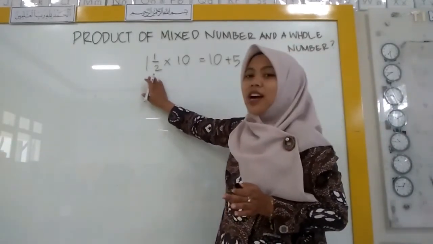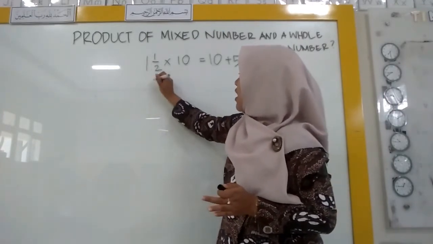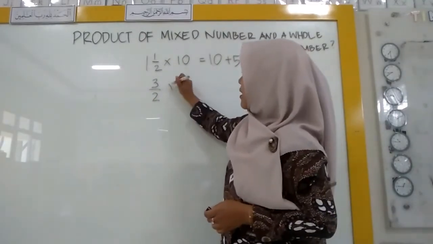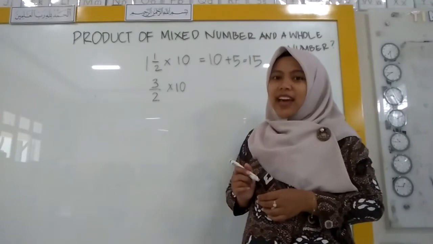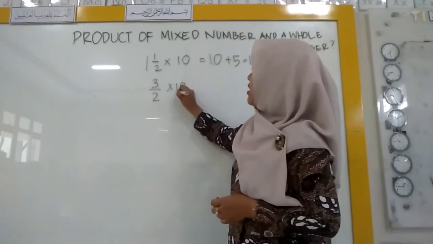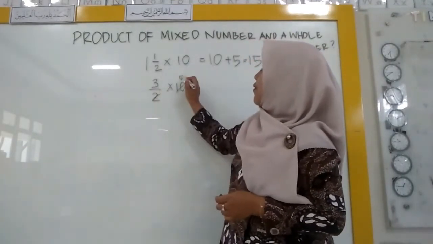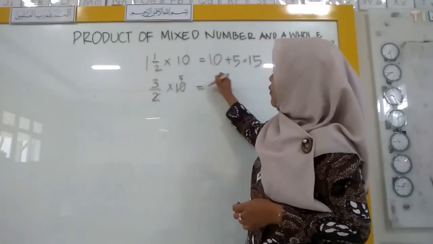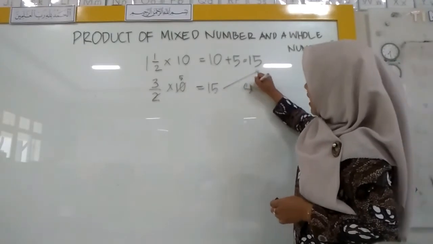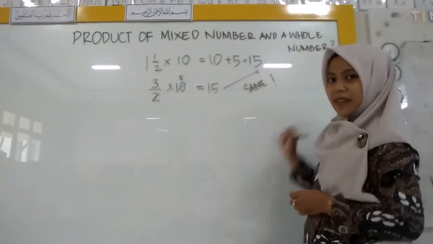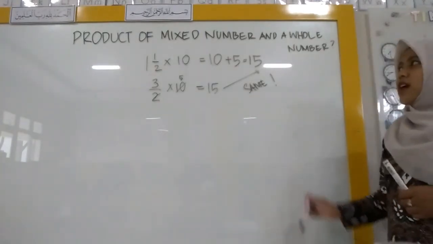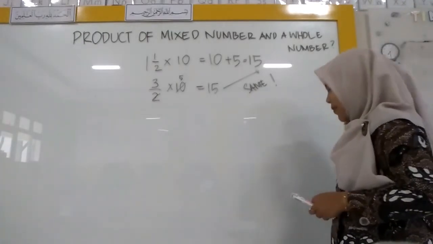So we have 1 and a half, which is 3 over 2. Is it correct? Times 10. And then do it like the first step before. Now 10 divided by 2 is 5. 5 times 3 is 15. The same? Yes. So now you can use this method to solve the product of a mixed number and a whole number.